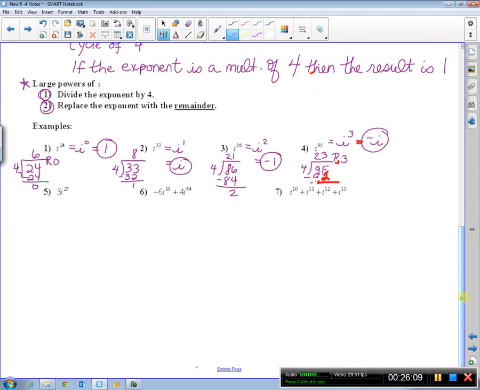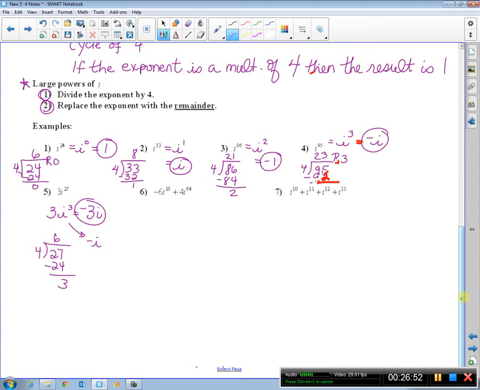Those are really good to practice. So there's a few tougher ones here at the bottom. 3i to the 27 just means 3 times what you get there. So let's take 27 and divide it by 4 and get our remainder. Remainder 3. So it's 3i to the third, which is negative 3i, because i to the third is negative i.